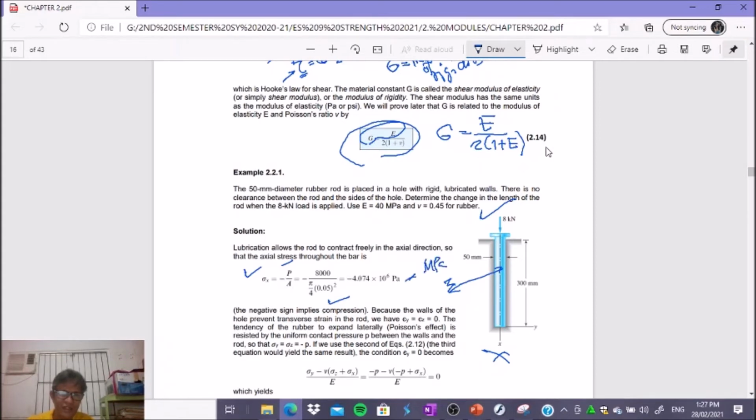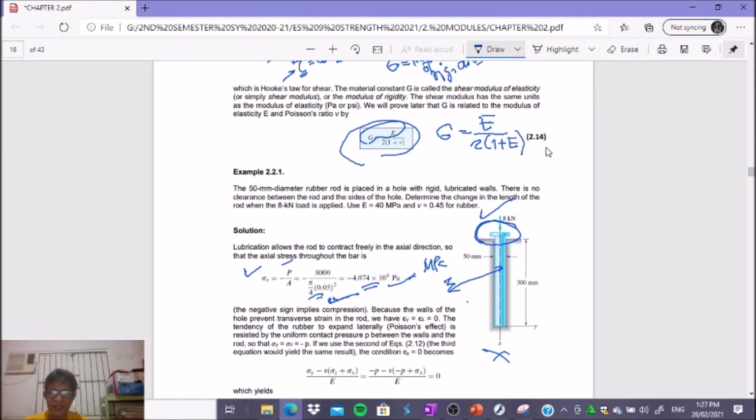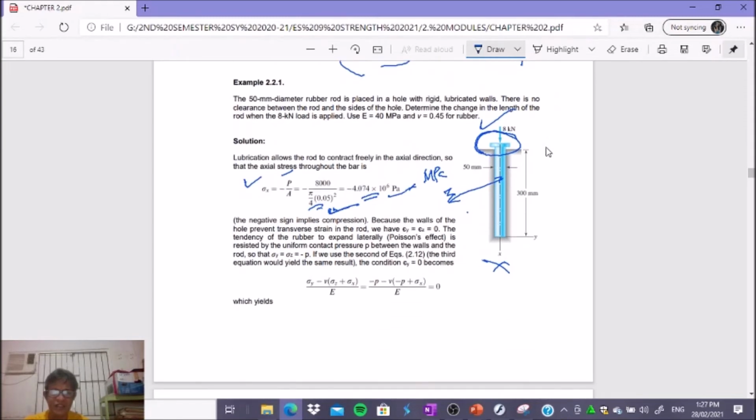Anyway, this is from our module, our references. Anyway, convert nyo lang yung value na yan. Okay. Ngayon, anong mangyayari sa case natin? Meron tayong load, dito lang tayo mayroong load. So, ibig sabihin, wala tayong sigma y and sigma z. So, this is a uniaxial case.